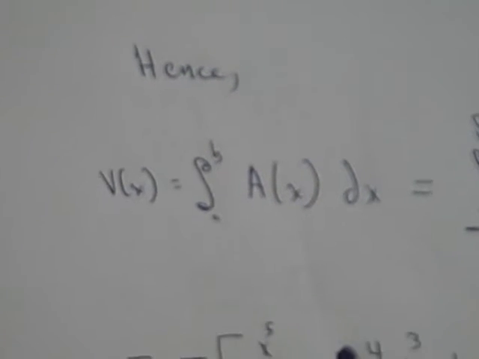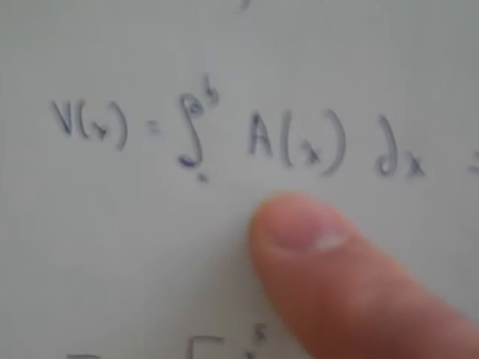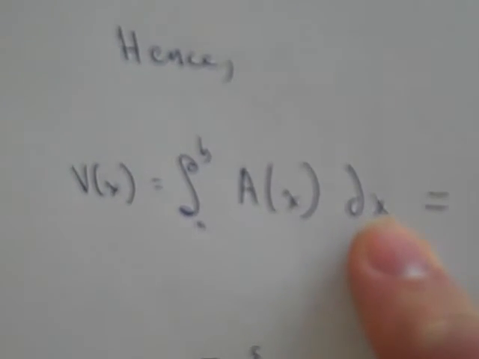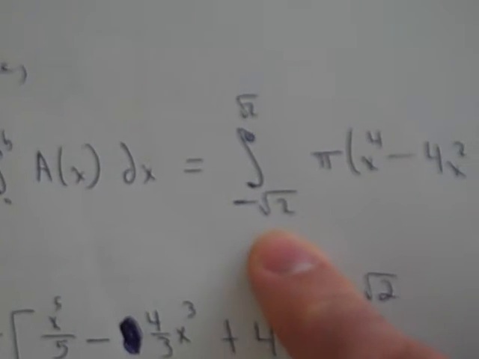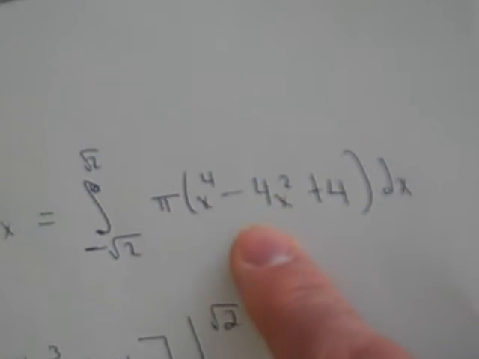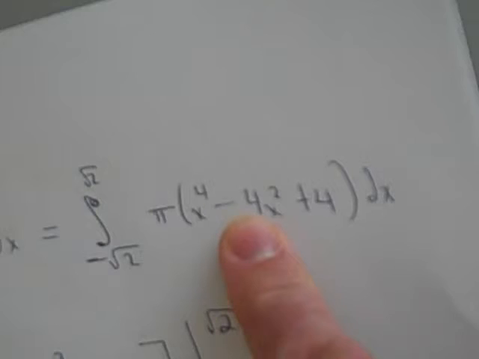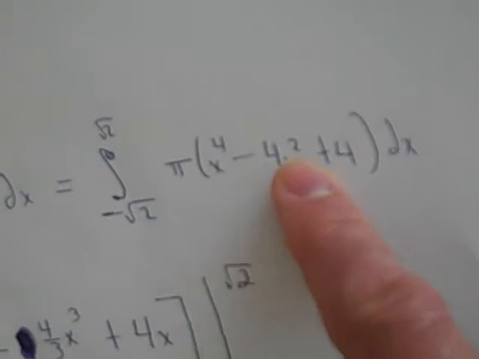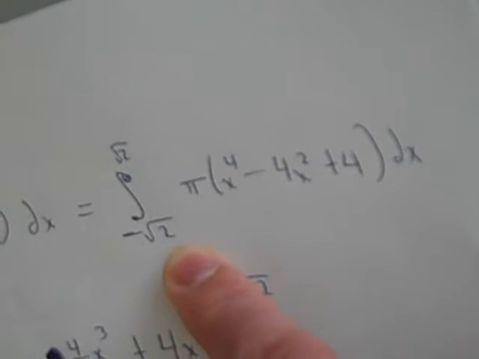Now, hence, our volume by definition is the integral from little a to little b of capital A of x dx. So the volume is the integral from a to b of A of x dx. Now our little a is negative radical 2, our little b is positive radical 2, and our area is pi times this guy. Our whole A of x is just pi times this guy, from what we saw a minute ago, dx.